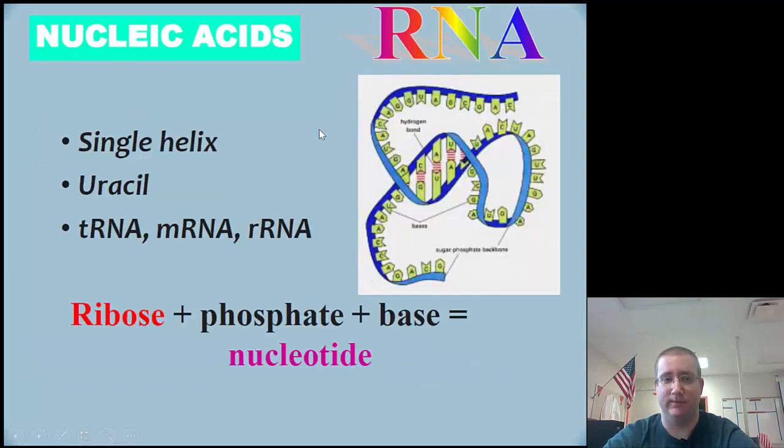Comparing that to RNA, remember RNA is single helix. RNA does not have thymine in it. RNA has a very similar base called uracil. You have your three main types that we'll deal with: tRNA, mRNA, and rRNA.